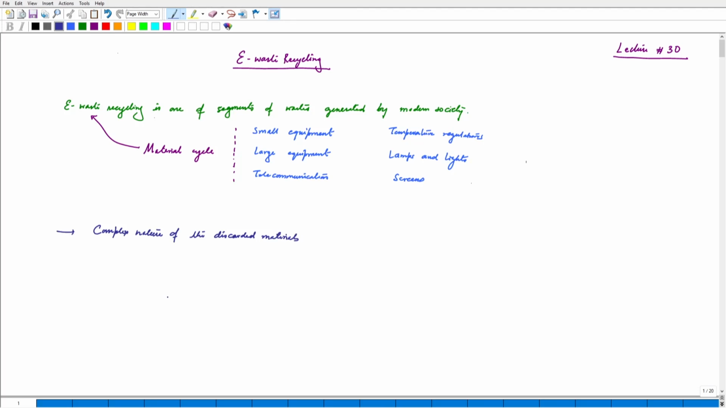Complex nature of discarded materials. So this itself means that we have a wide variety of materials. We have metals, composites, some parts of ceramics also, and so on and so forth, and of course we have polymers also. So these materials are directly used in electronic devices, which end up in e-waste.